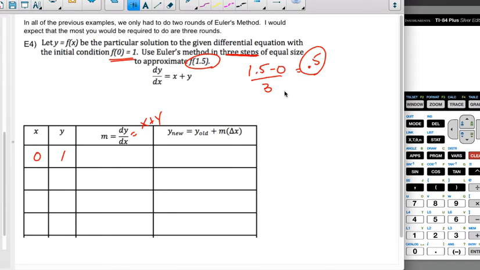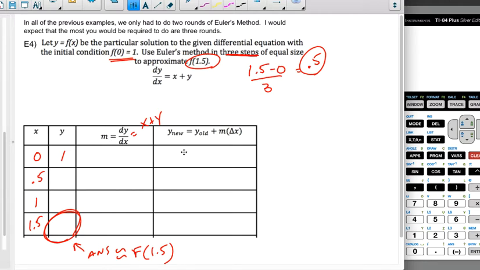So, because 1.5 divided by 3 would be 0.5. So that means that this is going to be 0.5, and then 1, and then 1.5, and not surprisingly, this right here, this is going to be my answer, right? That's what I need. That's my approximate f of 1.5.